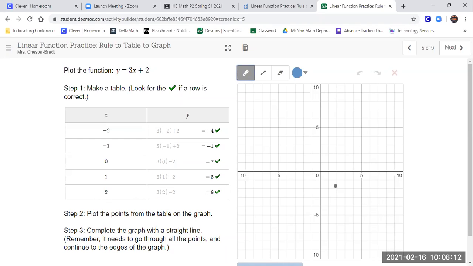So go graph those. When x is -2, y is -4. When x is -1, y is -1. No, what did you just do? Oh, I was on pencil and I kept drawing. Okay. When x is 0, y is 2. Is this a proportional graph like the last two were?